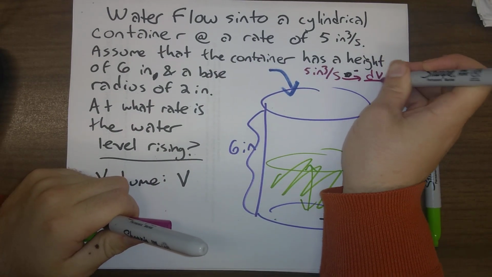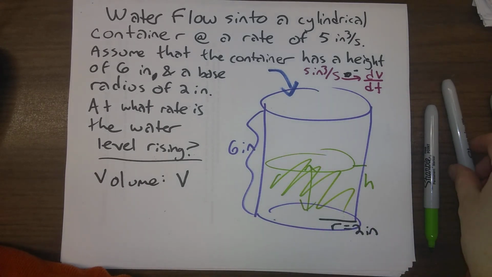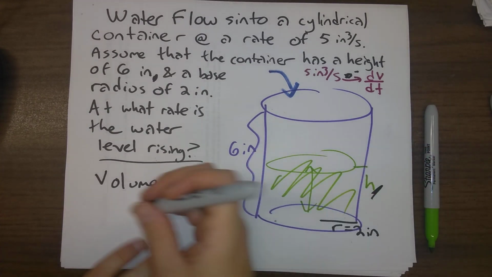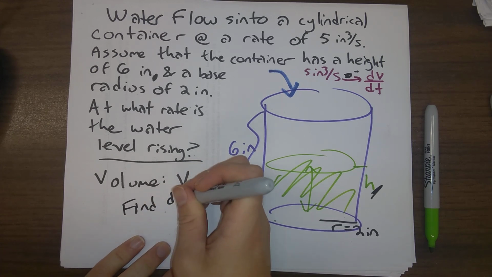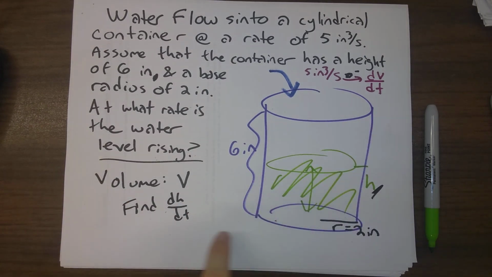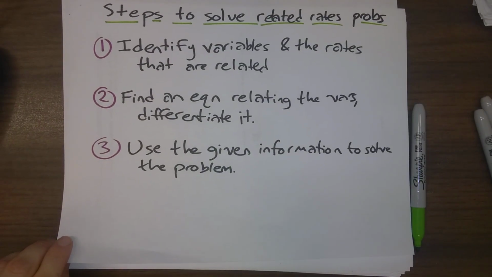We're given dV/dt, which is one of the inputs of information. And the thing that we're trying to look at is this h here. We want to find dh/dt. So our most important things here are h and V, and we're trying to relate together dh/dt and dV/dt. So let's do that. Step 2 on our list is find an equation relating the variables.